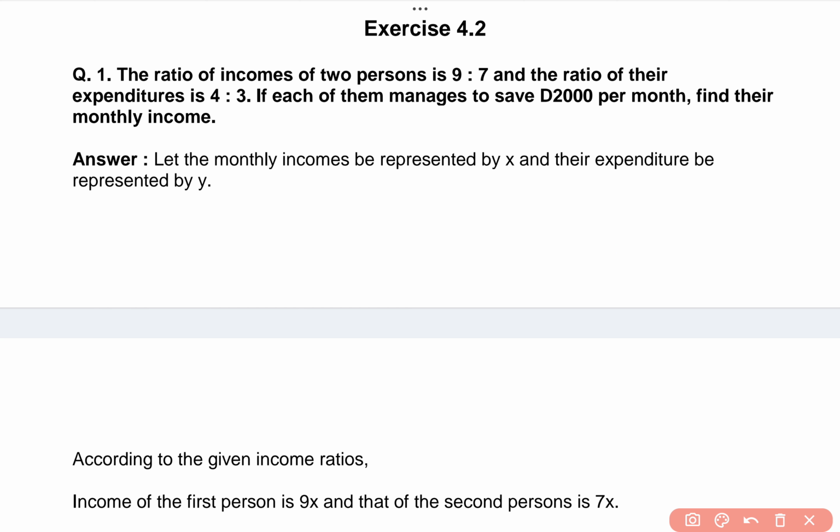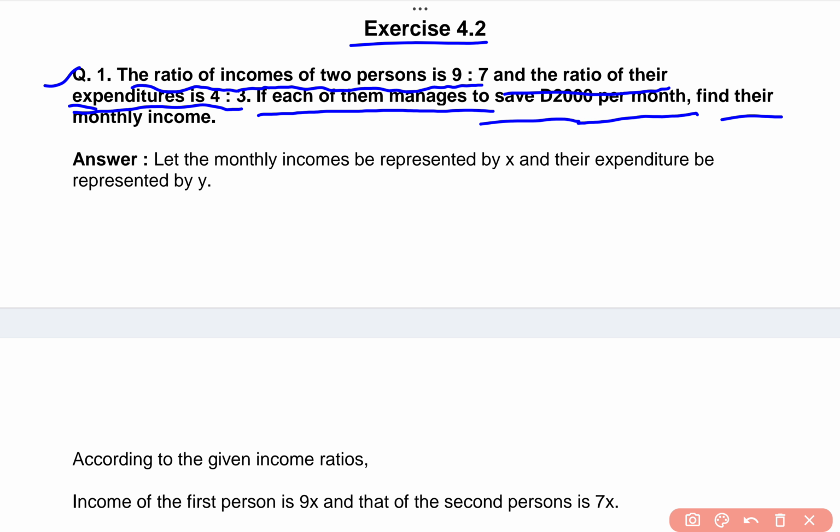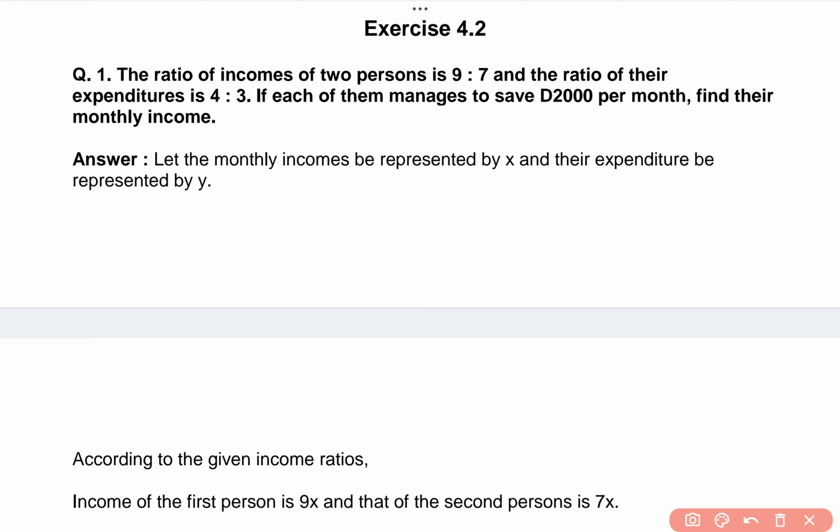When you open your textbook, you will first get exercise 4.2, and then you will see a question. In the heading there is a pair of linear equations, but the first question is that the ratio of incomes of two persons is 9:7, and the ratio of their expenditures is 4:3. If each of them manages to save this much per month, then find the monthly income. We have to find this one. As you can see your question, here is your answer, so let's see this here.